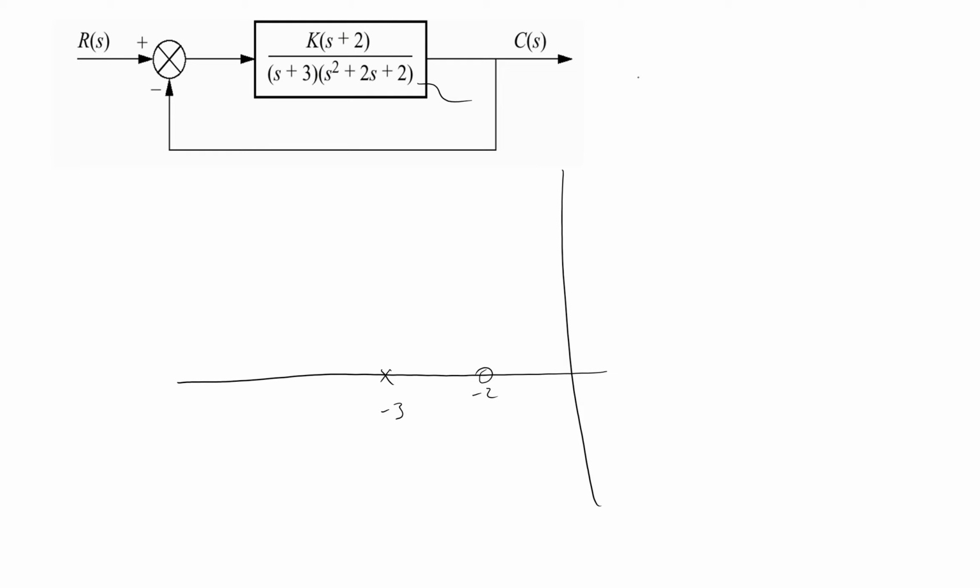So let's see where they are using our quadratic equation, negative b plus or minus the square root of b squared minus 4ac, all over 2a. I've done the math before on this, and I'll let you work this out, but this ends up being at negative 1 plus or minus 1j is where these poles are. And so we end up with a pole here and a pole here at minus 1 plus or minus j.